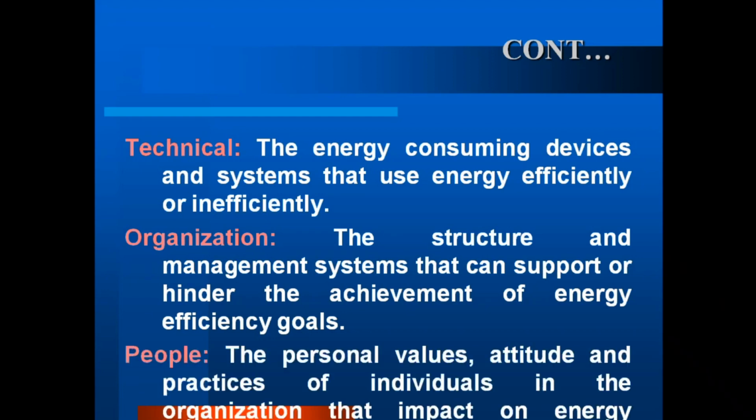Then the third one is the people, that means the personal values and attitude of the people. Suppose we are sitting in a room and when we go outside we do not switch off the lights and ACs. That is energy wastage. So that is the attitude of the people, what they want. The practice of the individual can impact the parameters of energy saving also. That means people's support is needed for any successful program to be launched.